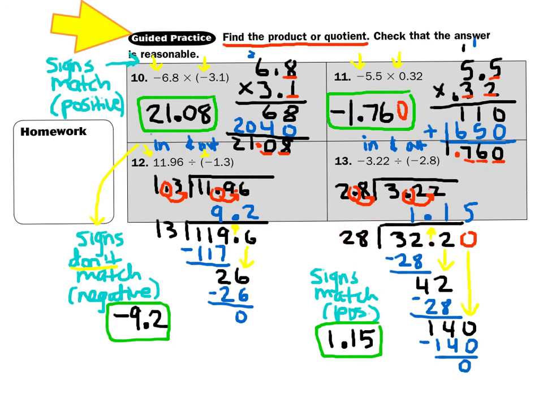And then divide. 28 goes into 32 one complete time. 1 times 28 is 28, and you subtract and get 4. Now bring down that 2. 28 goes into 42 one complete time. 1 times 28 is 28, and you subtract and get 14, and then add a 0 and bring that down. So now 28 goes into 140 5 times. 5 times 28 is 140. You subtract and get 0. And now you have to decide, is your answer positive or negative? Well, a negative divided by a negative, the signs match, so our answer is positive. So box your positive answer, 1.15.